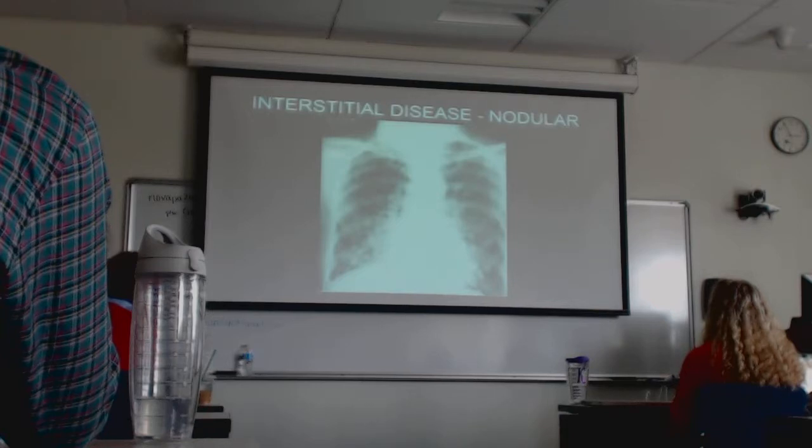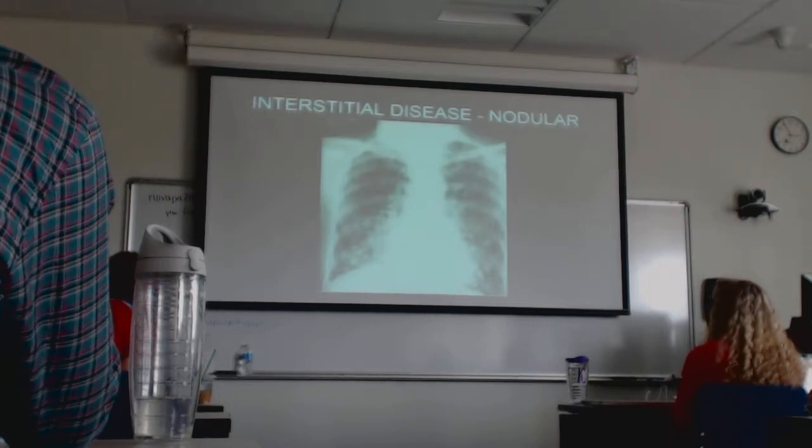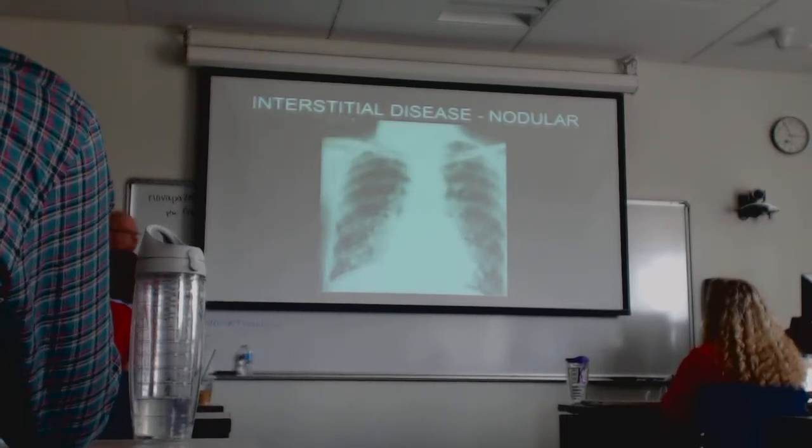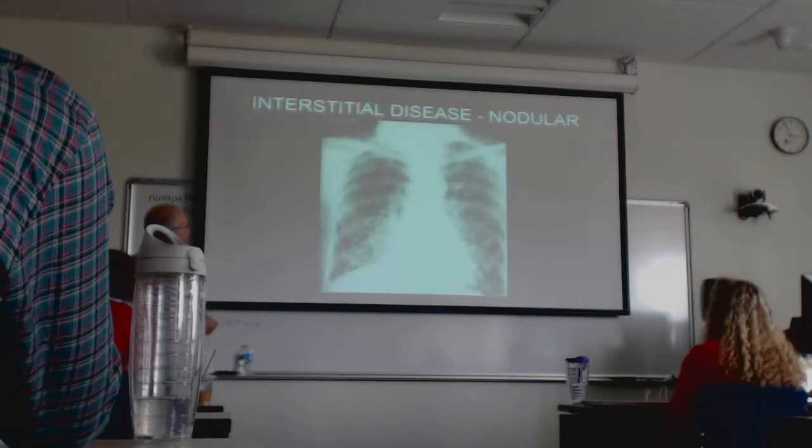So here's a nodular interstitial lung disease. Notice how all these tiny little nodules, some are larger than others, they don't really coalesce into one lobe, right? They're scattered bilaterally all over the place. This would be a patient who has sarcoidosis, which is a fairly common disease.